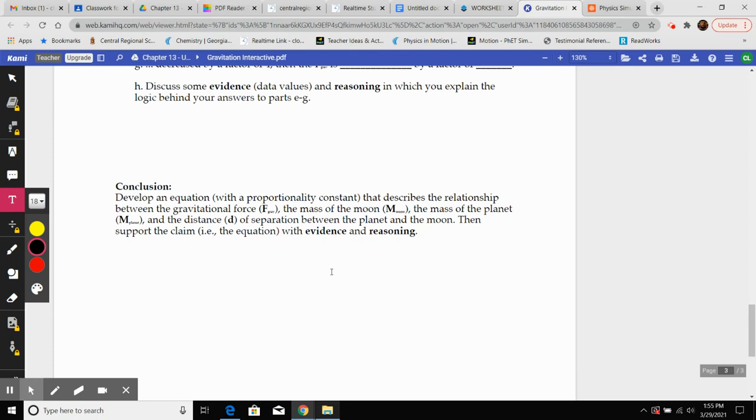Okay, and now let's develop an equation. If you had to develop an equation with a proportionality constant that describes the relationship between the gravitational force, F sub grav, or F sub g, the mass of the moon, the mass of the planet, and the distance of separation between them, then support the claim with the equation, with evidence and reasoning.